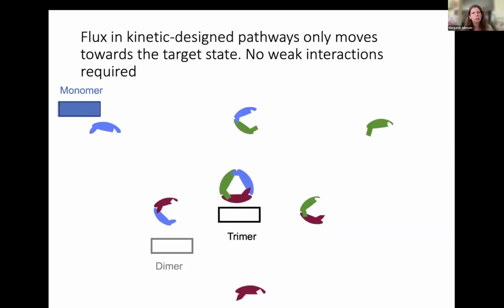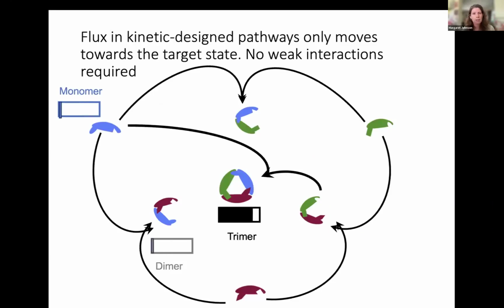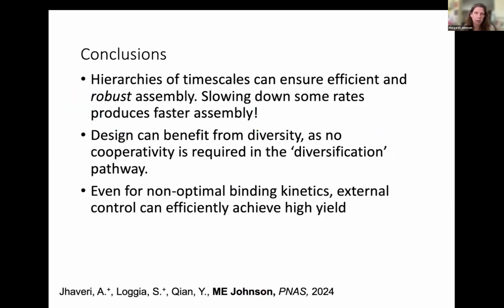And so I have this cartoon where the flux goes from the monomers to the dimers, and then the monomers add to both the dimers and to make trimers and form more dimers until eventually you get all of your trimers. And the key thing is I never made a backward arrow. So I never relied on any of the dimers having to fall back apart again. And that's what makes them so robust, because you don't have to tune the timescales. You just push it through a narrow number of pathways. So you don't have to make weak interactions as well.